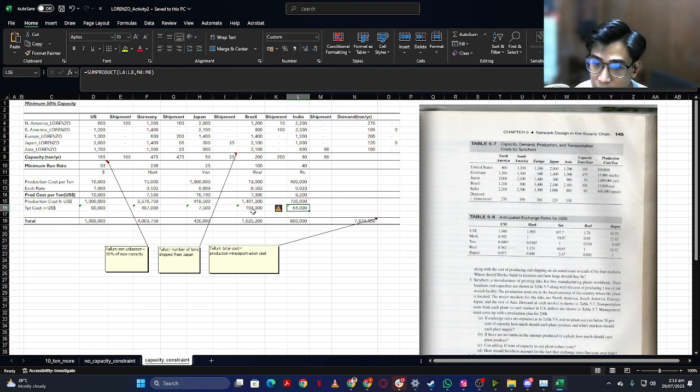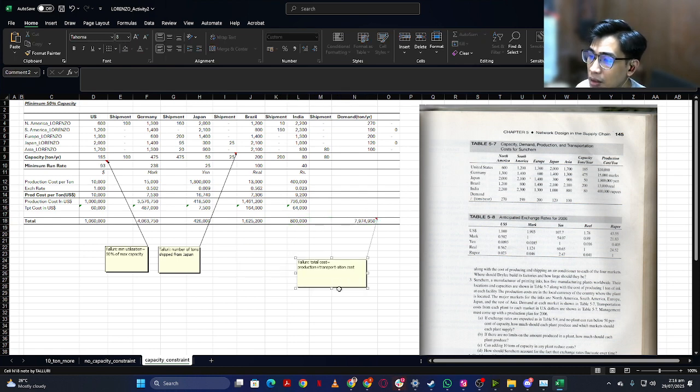So how do we compute the total cost? It's simple. We just have to add the production cost and then the TPT to get each plant's total. So we have to get the sum for all the total system costs. The total cost should actually be under the 50% capacity constraint. So when we add 1,000,000, 4,000,000, 426,000, 1.6 million, and 800,000, we should get a total of $7,974,950.